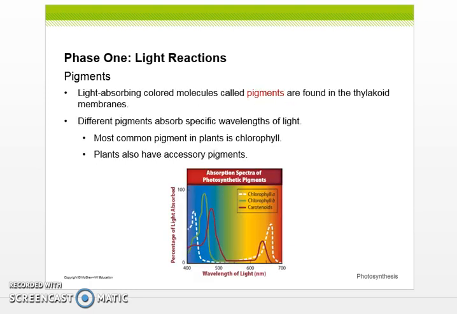Light-absorbing colored molecules called pigments are found in the thylakoid membranes. Different pigments absorb specific wavelengths of light, and the most common pigment in plants is chlorophyll. Plants also have accessory pigments.